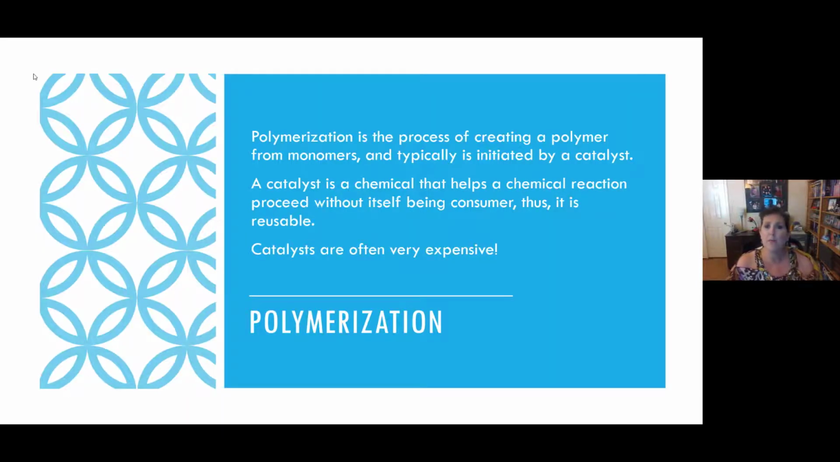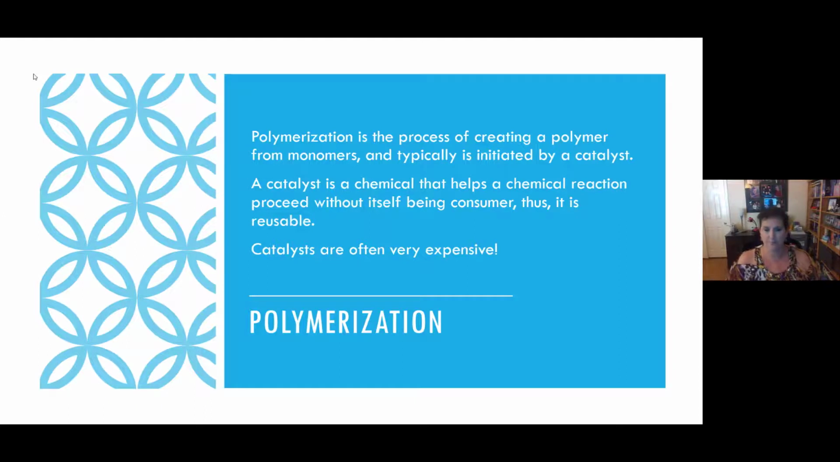Polymerization is the process of making the polymer from the monomer. It's typically initiated by a catalyst, which can be very expensive. A catalyst is a chemical that helps the reaction proceed without itself being consumed. Thus, it's reusable. Catalysts are often very expensive, like I mentioned. So the catalyst can be reused, which is really nice since they're expensive. So you put it in a reaction, it gets that reaction going. When the reaction's done, you can filter, for example, and get the catalyst back out and throw it in a different batch.